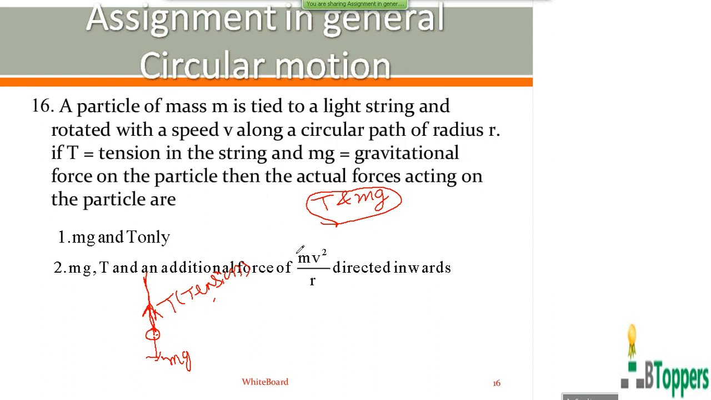The magnitude of the component of the resultant force towards center of the circular path is equal to mv square by r. But it should not be taken as one of the forces acting on the body. That is, magnitude of the resultant force towards center of circular path equals mass into magnitude of acceleration towards center. Magnitude of acceleration towards center is v square by r. So first option is the answer for question number 16.